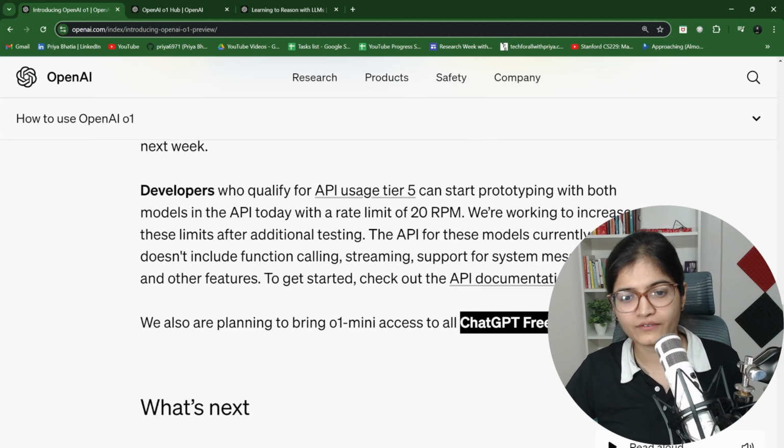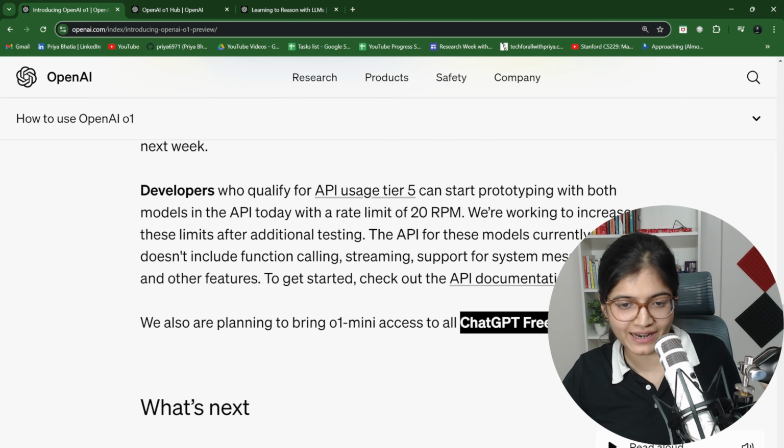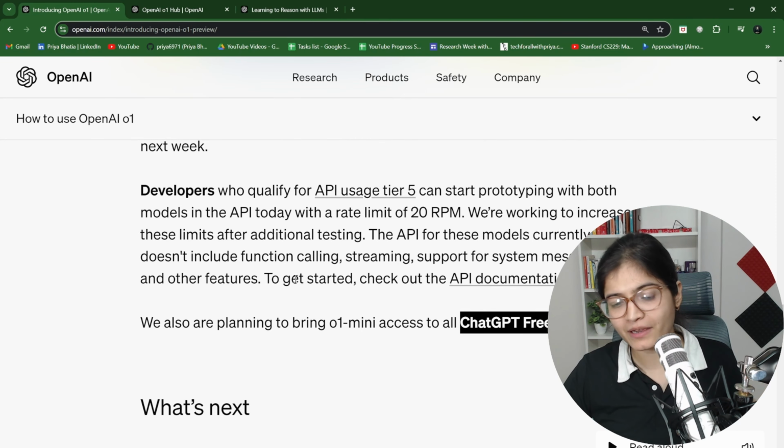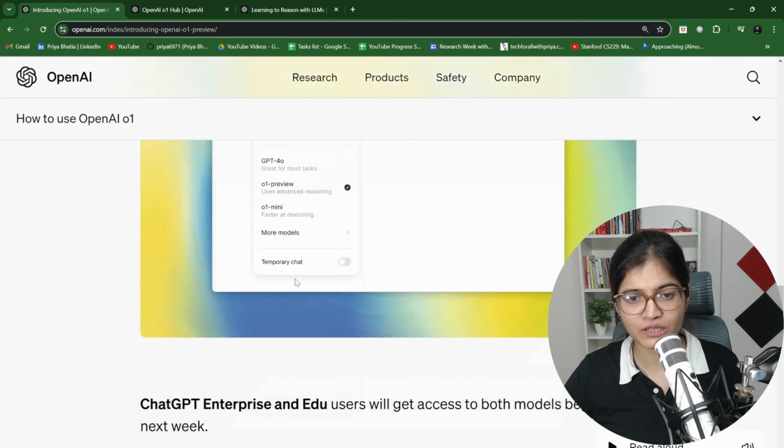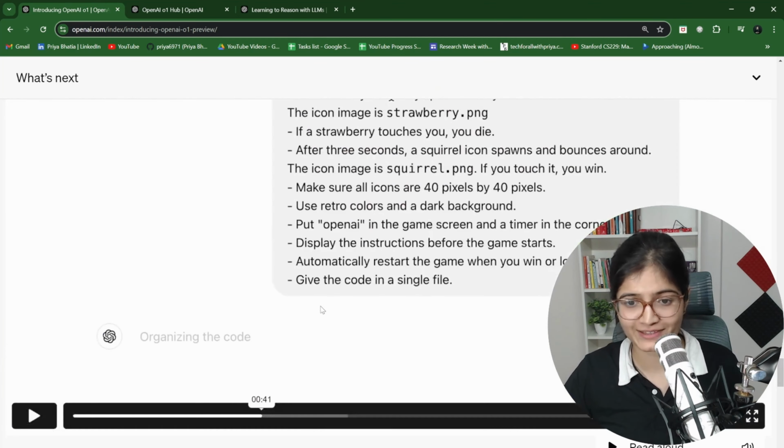And obviously it is not available for now for ChatGPT free users. In future, they are saying that they're planning to give access to the mini version. But those who have the Plus version will be able to access it. How they will be able to access it, they have already showcased.